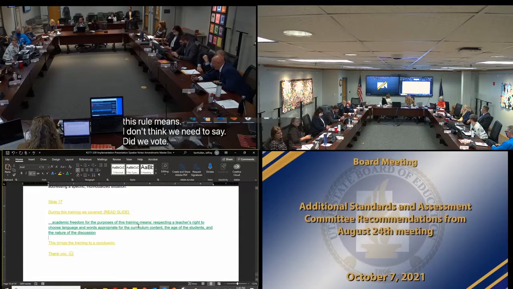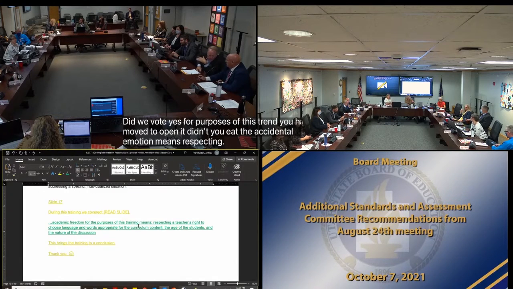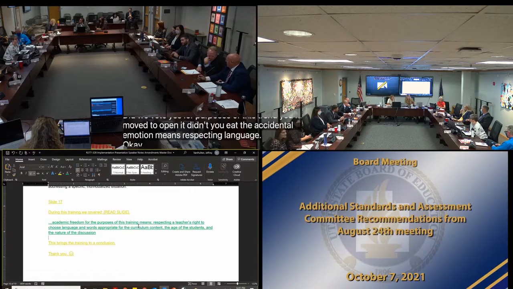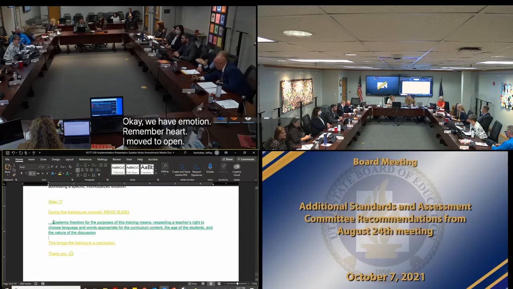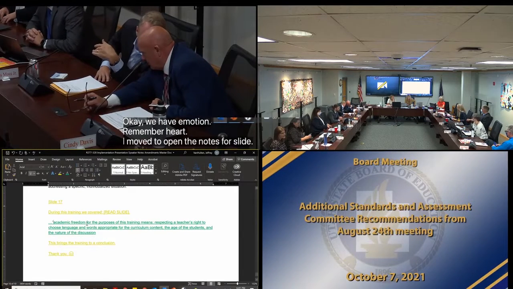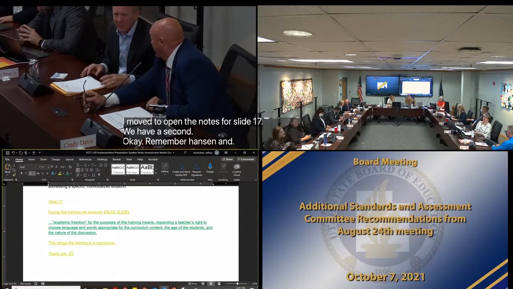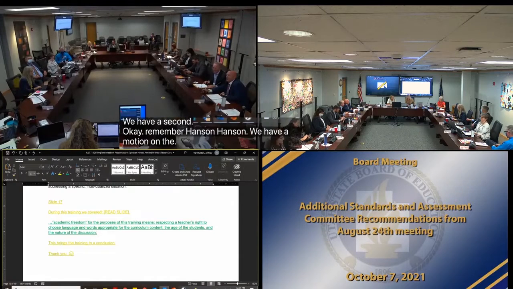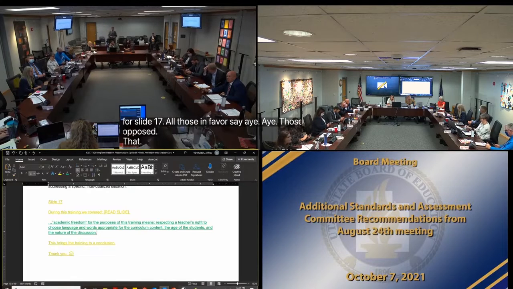Did we vote to open the slide? You moved to open it, didn't you? I made the accidental motion. Now I need to move to open the notes. Okay, we have a motion. Board Member Hart moved to open the notes for slide 17. Do we have a second? Second. Chair Hanson: We have a motion on the floor to open the notes for slide 17. All those in favor, say aye. Aye. Those opposed? That passes unanimously.